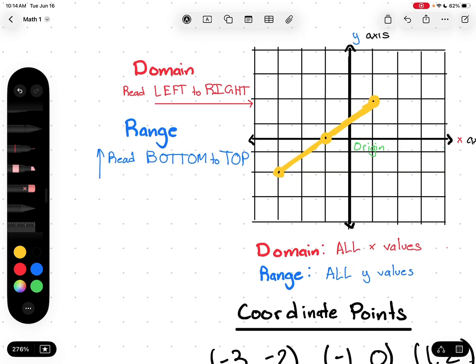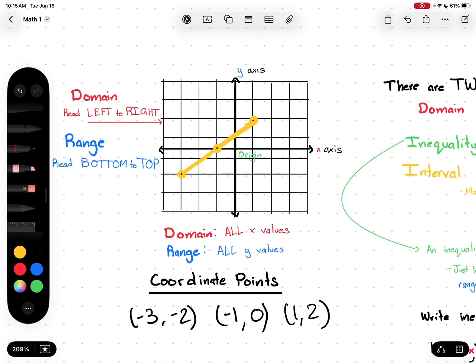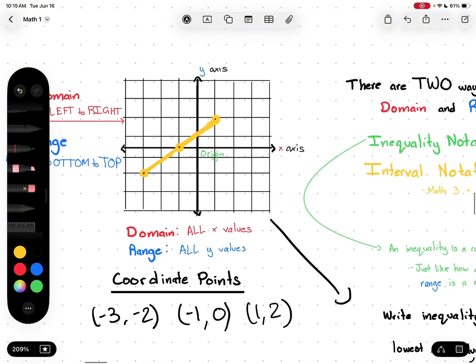With the way we identify domain, because domain is all of our x values, correct? So all x values that are represented by this line. We read and write our domain from left to right. So we read like this, and it's going to make a little more sense when I explain. Range is read from bottom to top, so we read range like this. Let's go ahead and show you how we would write domain using this example I have here.